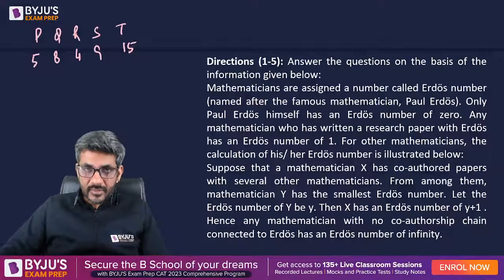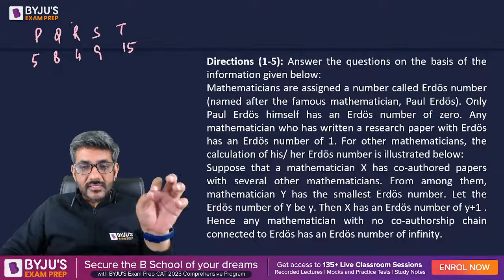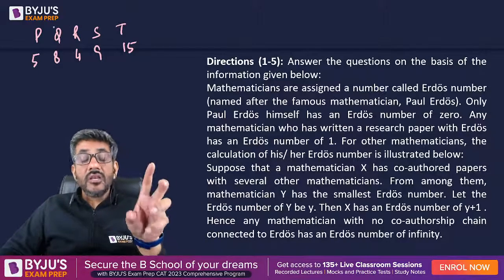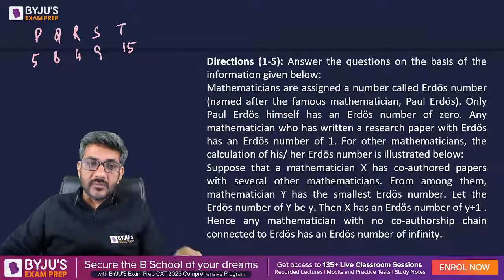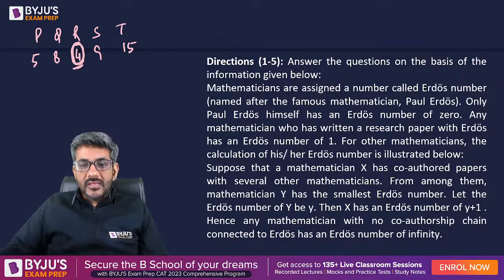They co-authored a paper. So he is saying that for every person, we look at the smallest Erdos number of a person among the other people. Among all of them, the Erdos number of this guy will be 4, right? He says from among them, mathematician Y. So let's say he is Y, and he has the smallest Erdos number.